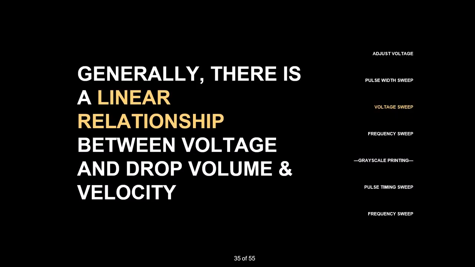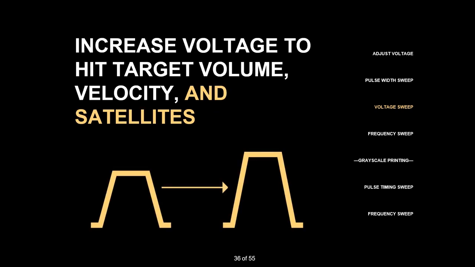Now that we've done the pulse width, we move on to the next parameter that we're looking for, which is going to be the voltage, or the amplitude of that pulse. There's a linear relationship, up to some extent, between the voltage and amplitude of these pulses and the drop volume and velocity. So just like we did with pulse width, we're going to sweep through various different waveform amplitudes and see which one has the velocity we're looking for as well as the number of satellites we're looking for.